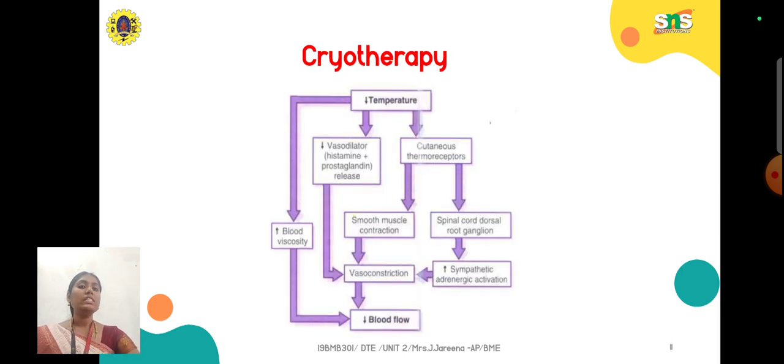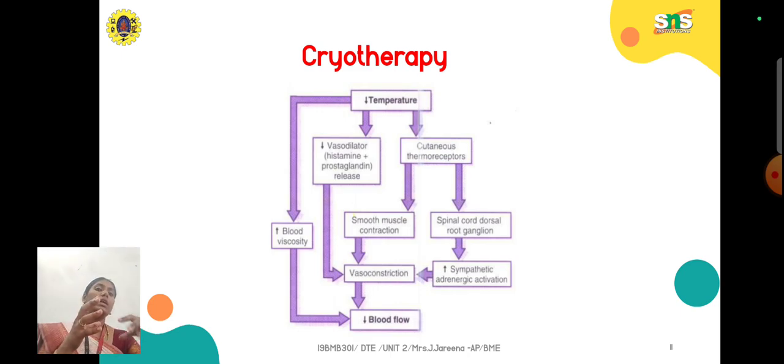Let's see what the actual mechanism is in cryotherapy. In cryotherapy, we give a very low temperature. When we give a stimulus like this very low temperature, the vasodilation functionality is immediately reduced and your blood vessels will constrict. So the blood vessels have now started to constrict.